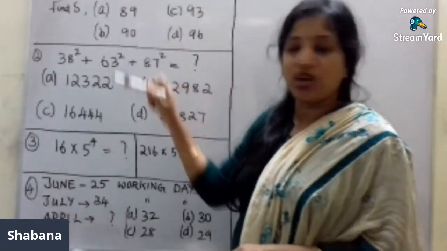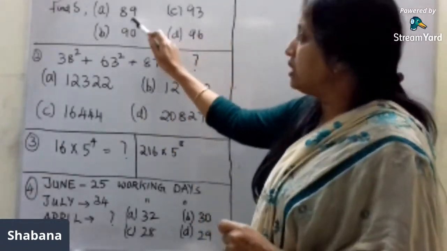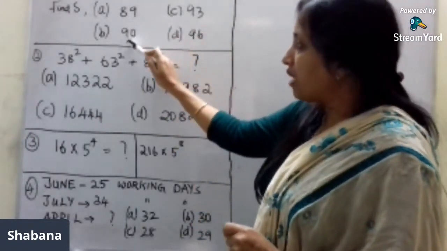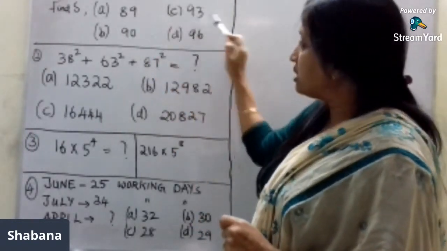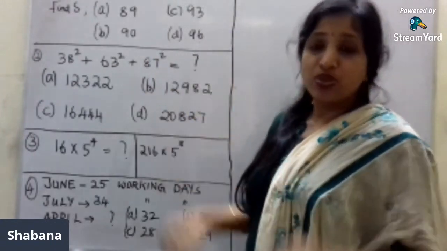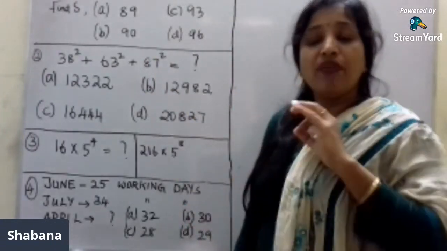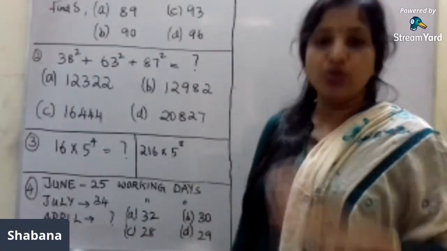Now, if you look at the choices, I have choices with units number as 9, units number as 0, units number as 3, and units number as 6. That is, I have choices with different unique units numbers.